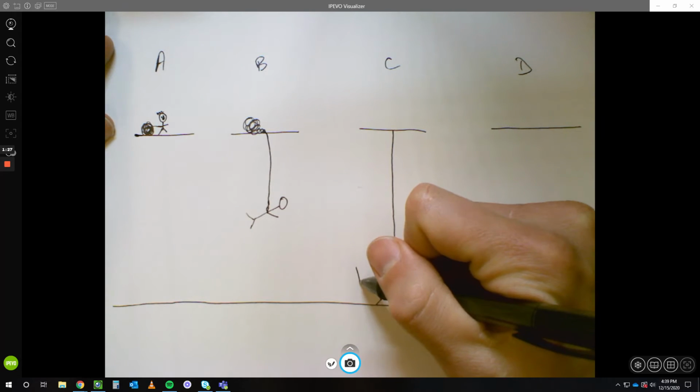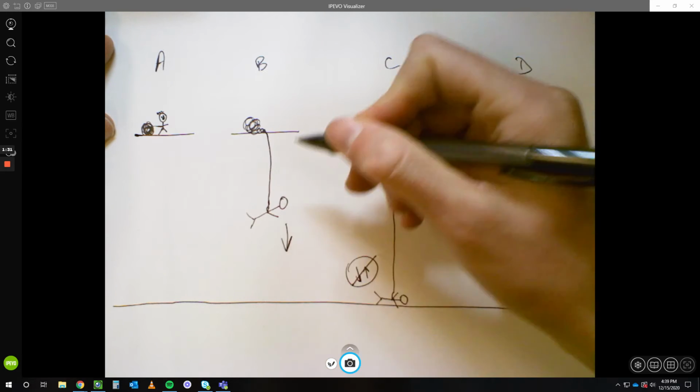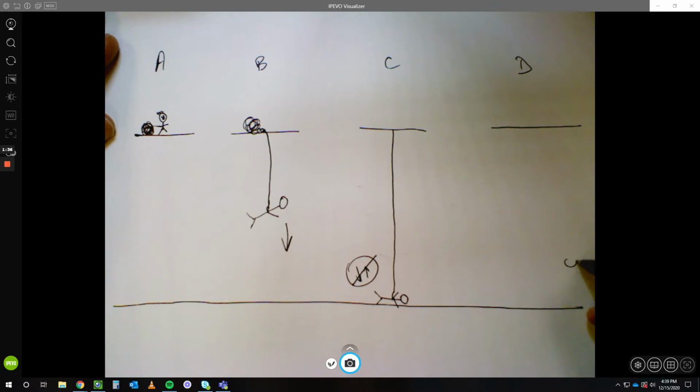This person is neither going down nor going up. Okay? This person's going down. There is no movement on that one. This last one, we're going to draw a person that's on their way back up.